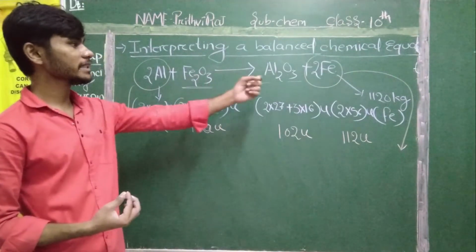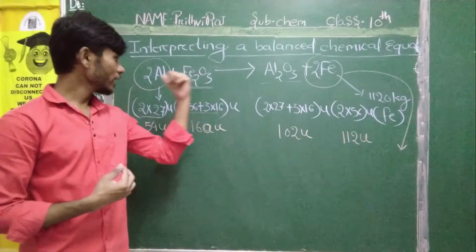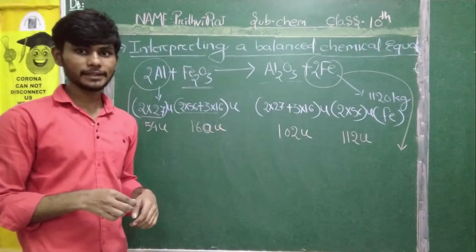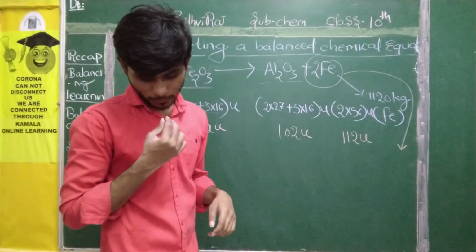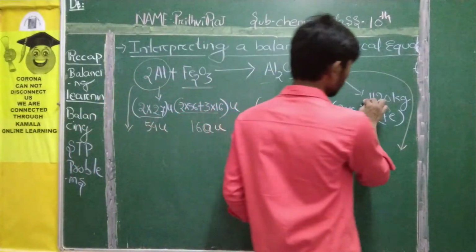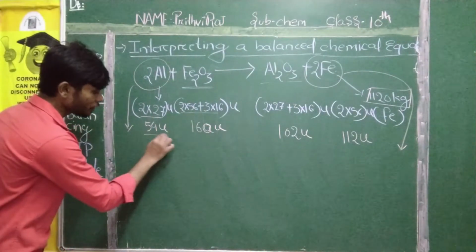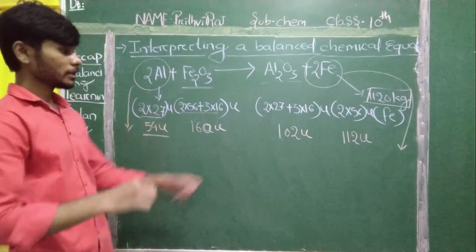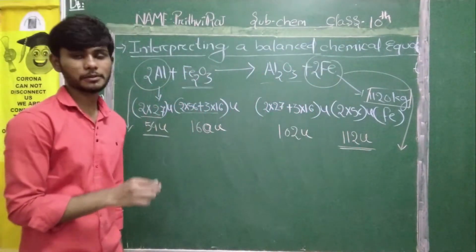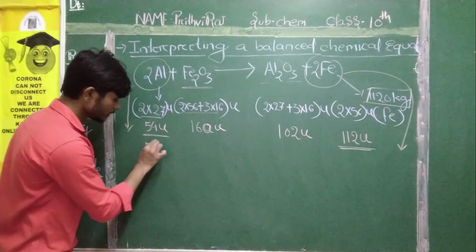We don't have to deal with these two. We need to deal with those two. How much aluminum is required to get 1120 kg? Yes, 1120 kg. Okay. When 54 U is involved, you are getting 112 U. Let us replace U with G.